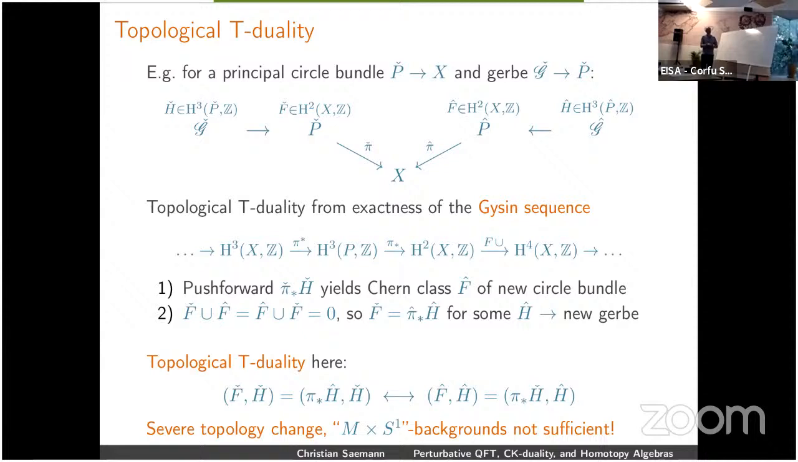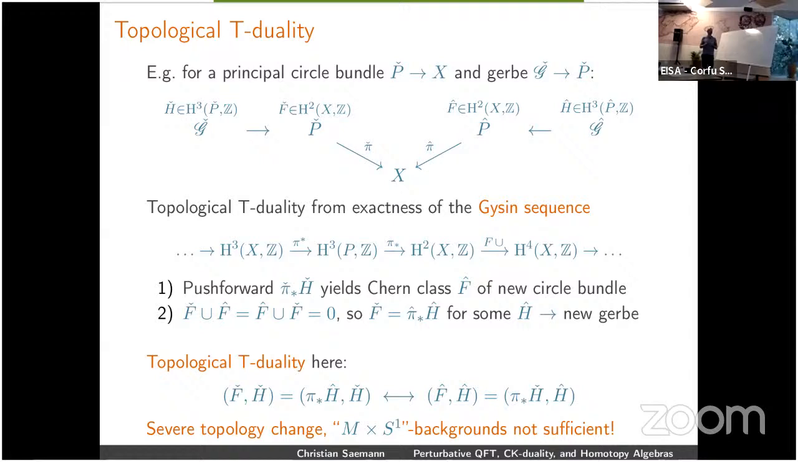I swapped it essentially for another bundle with another gerb on top of it. And the topological charges have been exchanged, right? And now you see that there is a possibility for severe topology change, right? The bundle has the Chern class of the bundle completely changed into the Dixmier-Douady class of the gerb.